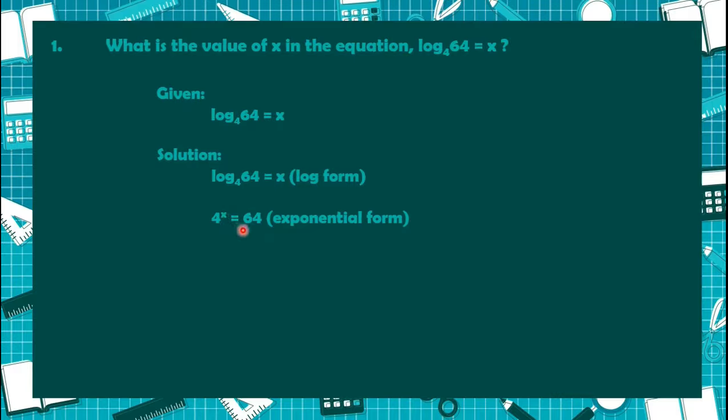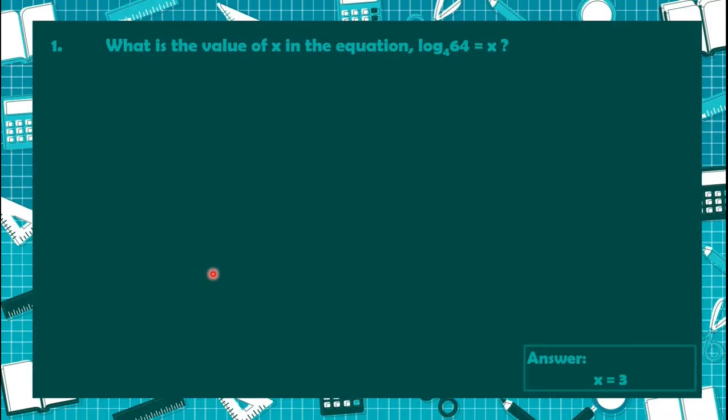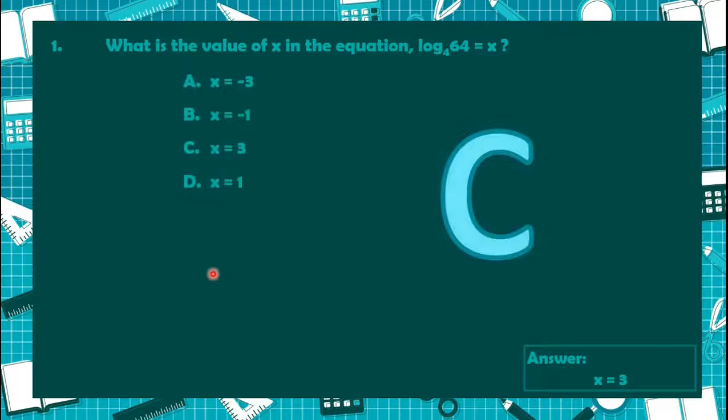So we have 4 to the power of x equals 64. 4 is the base, x is our exponent, and 64 is the answer. So we perform the exponential equation. 4 to the power of x equals 4 to the power of 3. 64 can be written as 4 to the power of 3. Then we can cancel both bases, which is 4. So we have 3 as our value of x. So for this item, our final answer is letter C. The value of x is 3.